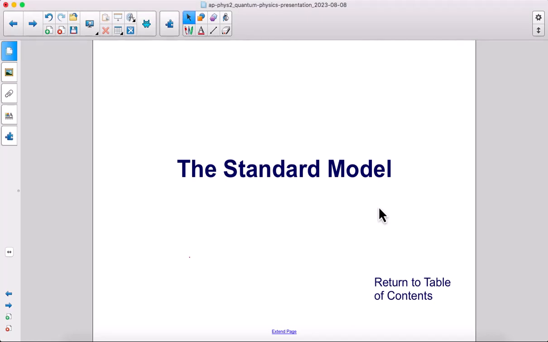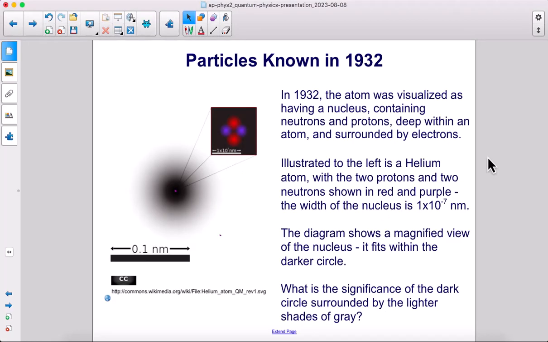The Standard Model. In 1932, the atom was visualized as having a nucleus containing neutrons and protons deep within an atom and surrounded by electrons. Illustrated to the left is a helium atom with 2 protons and 2 neutrons shown in red and purple. The width of the nucleus is 1 × 10⁻⁷ nanometers.